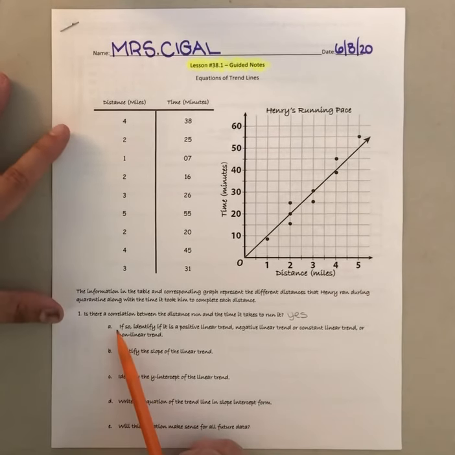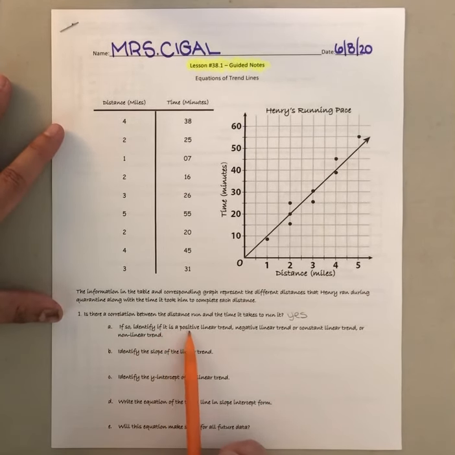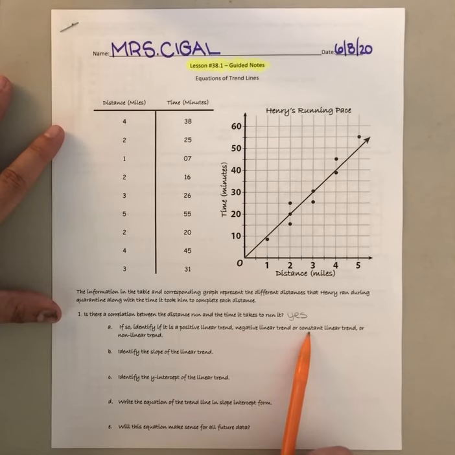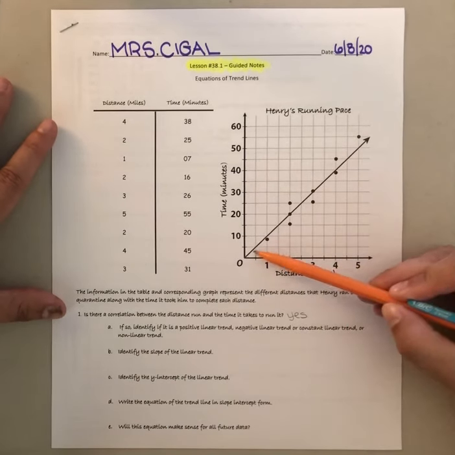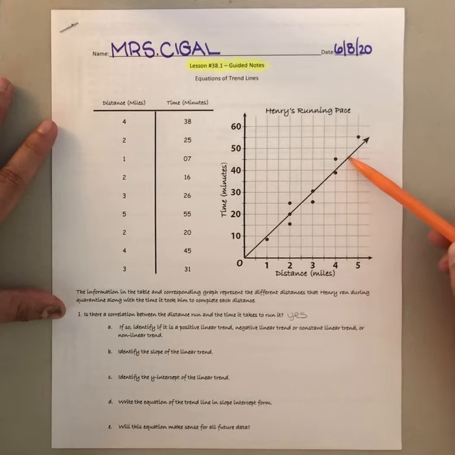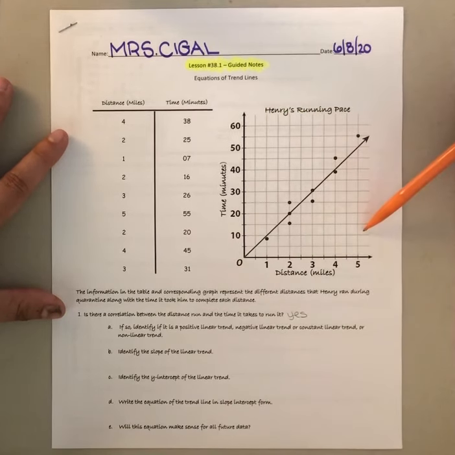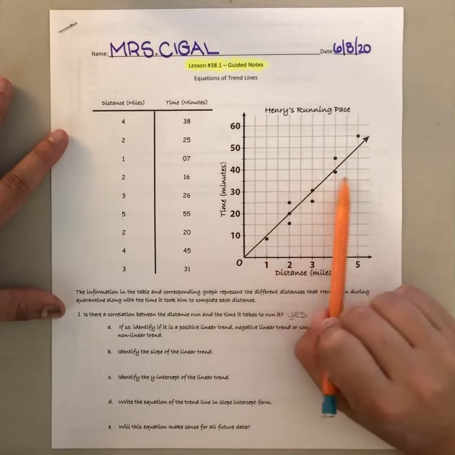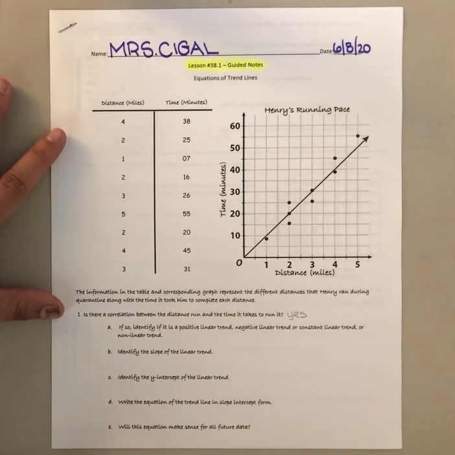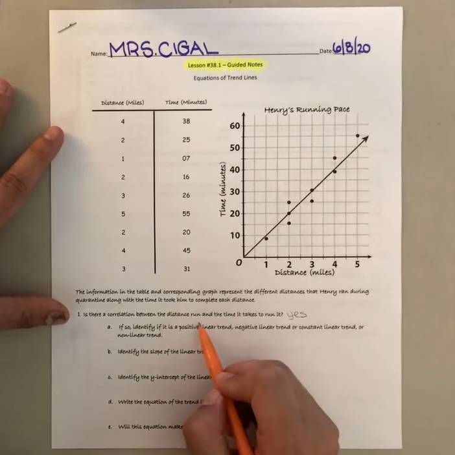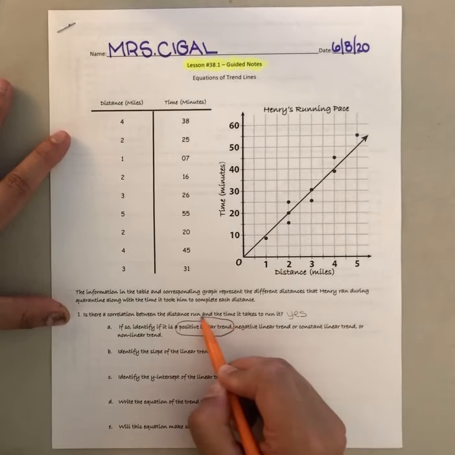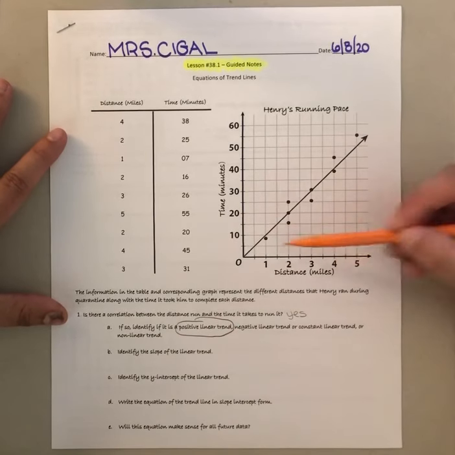For letter A, it says, if so, identify if it's a positive linear trend, negative linear trend, or constant linear trend. Other option, if it's nonlinear. So this one's linear, and because it's going up and to the right, it is positive. If my data had been going down, that would be negative, and if it had been in a horizontal line, that would be constant. So I'm going to say this is a positive linear trend. As one goes up, the other goes up.